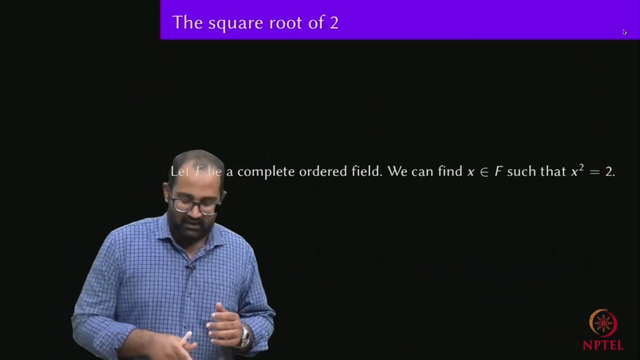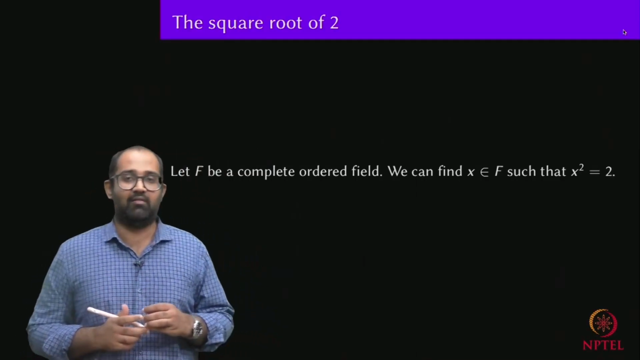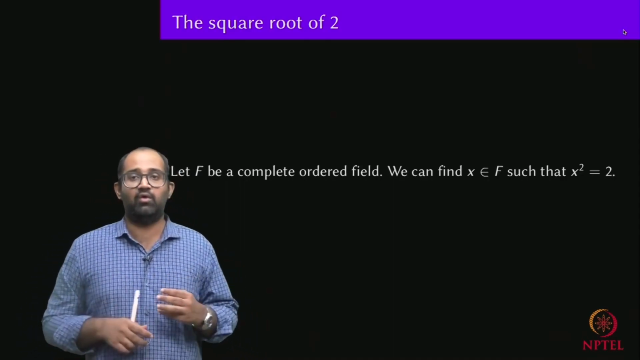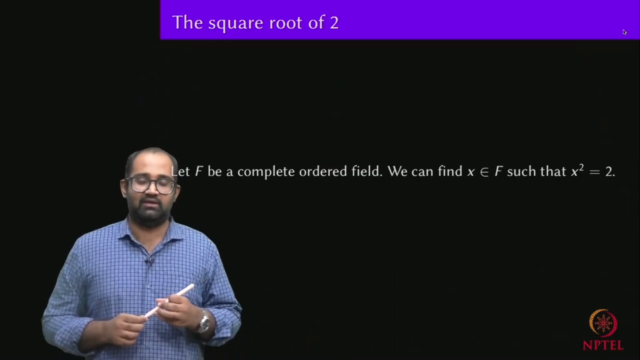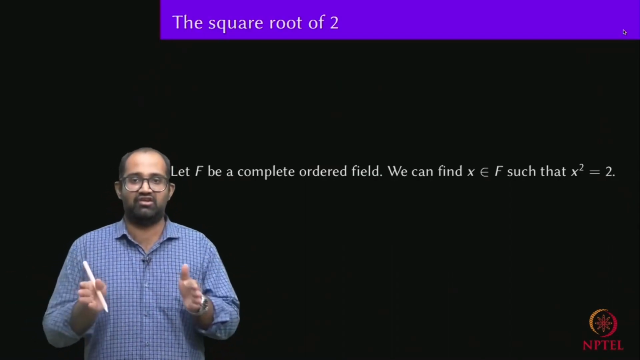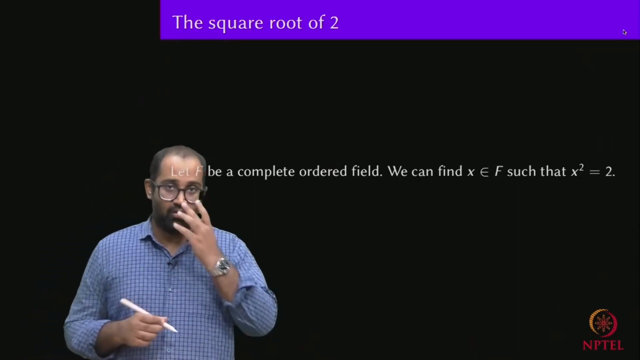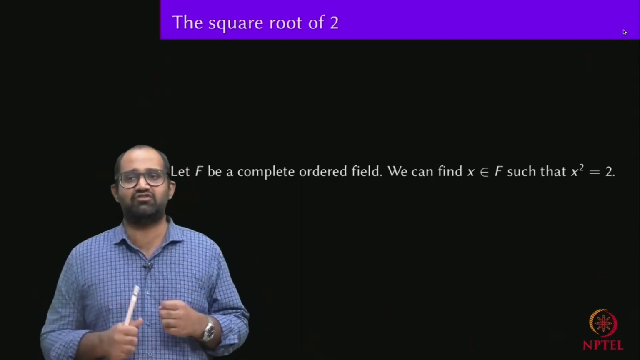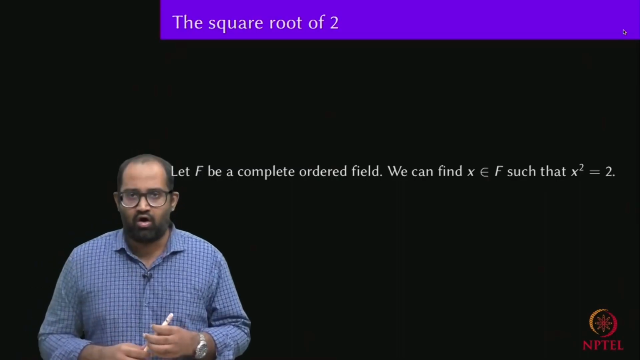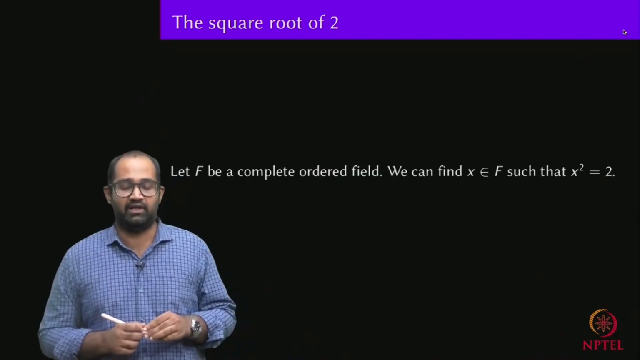So, let us get to understanding why having completeness removes the holes. The way we are going to do that is to show that you can trap the holes by nested shrinking intervals and then apply the nested shrinking intervals theorem to plug in the hole. The classic illustration of this is to show that in a complete ordered field there is always a square root of 2. We can find x in F such that x squared equals 2.